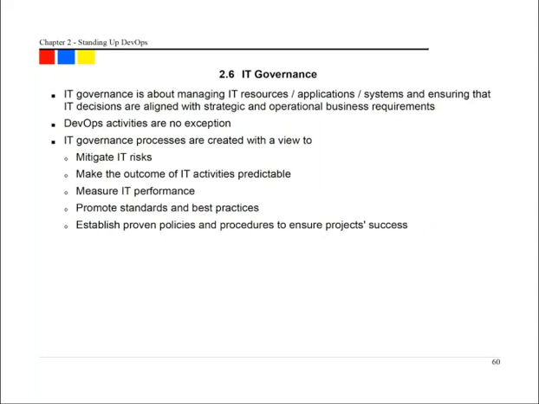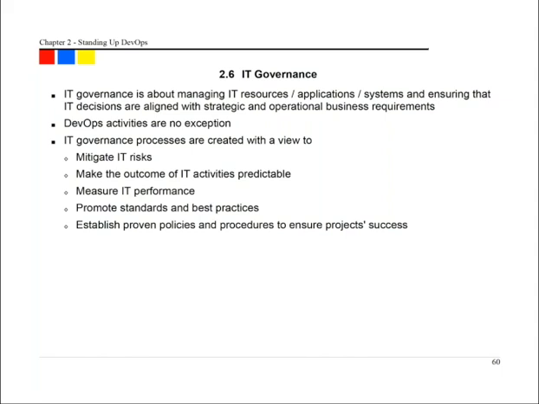So governance is the mechanism by which an organization makes sure that they are doing the things that they want to do. And IT governance is about managing IT resources and applications and ensuring that the decisions that we make as IT professionals are aligned with the strategic and operational business requirements of the organization. DevOps is just another process that needs to be managed under a governance framework.